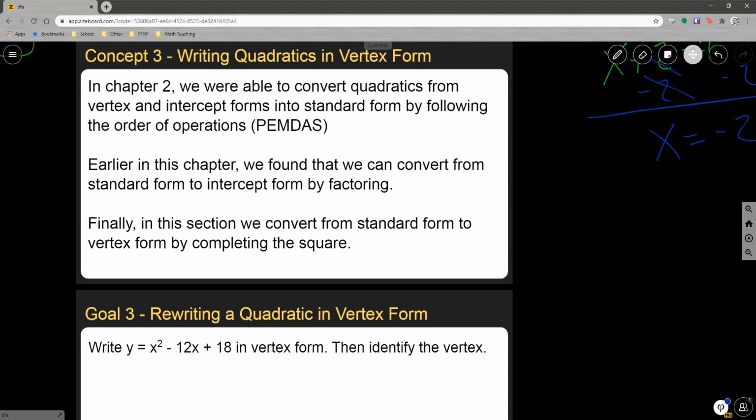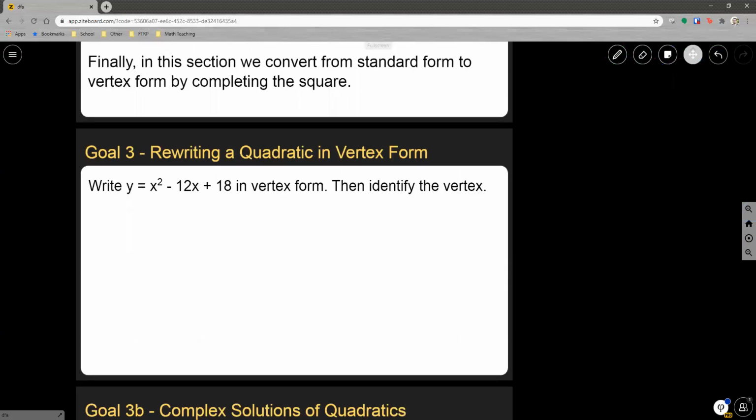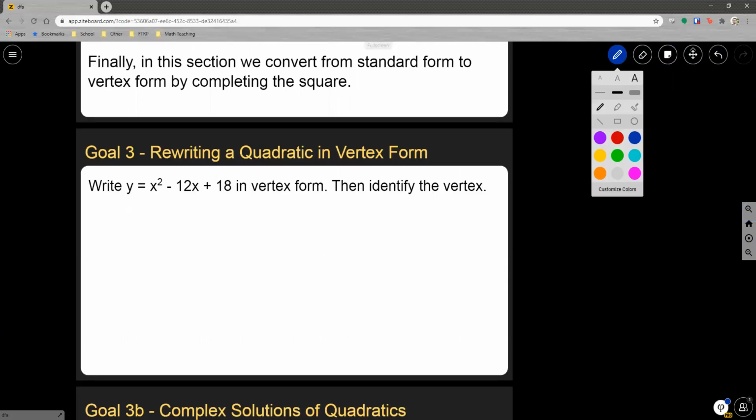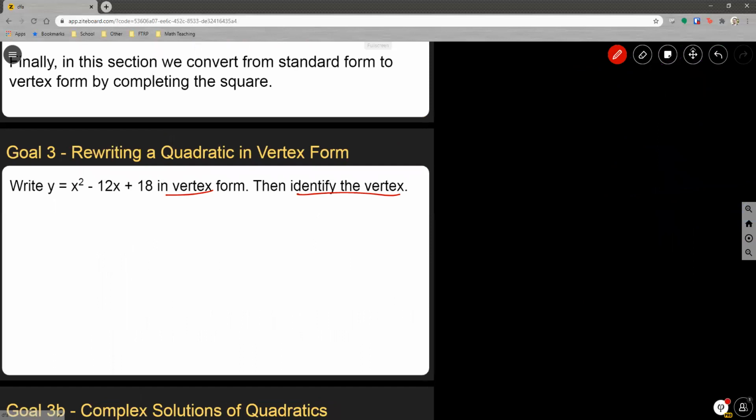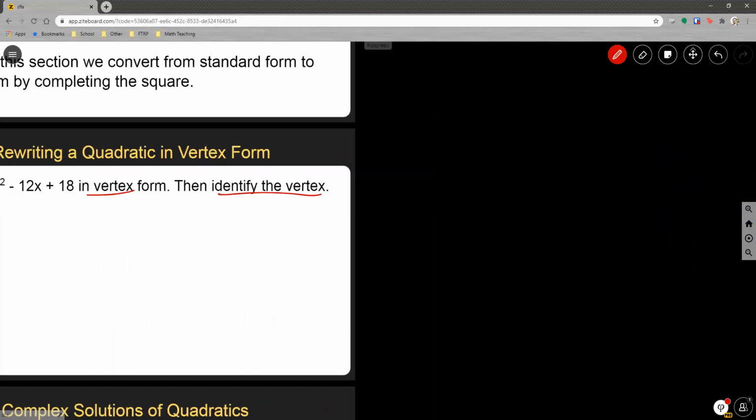So let's go ahead and try this. I've got an equation here, y equals x squared minus 12x plus 18. And we want to rewrite this in vertex form and then identify the vertex. Well, we know once we're in vertex form, it's really easy to get the vertex because it's already in there.